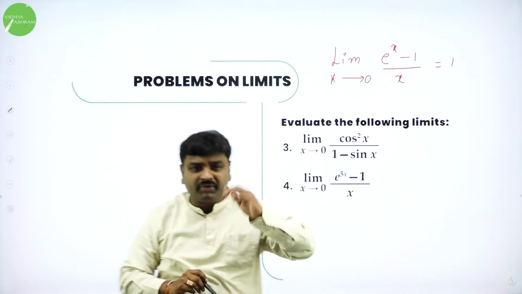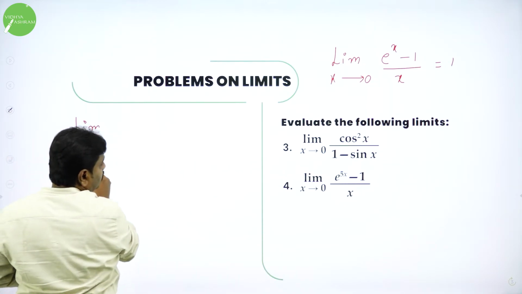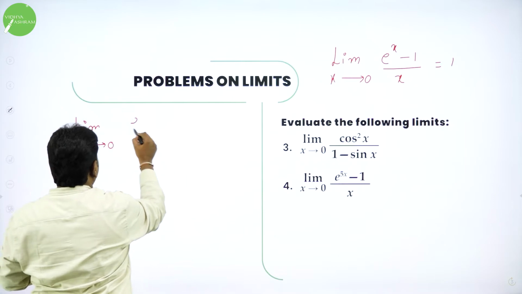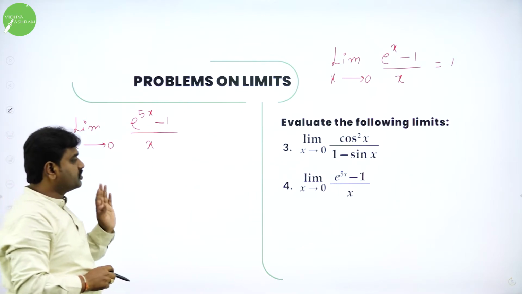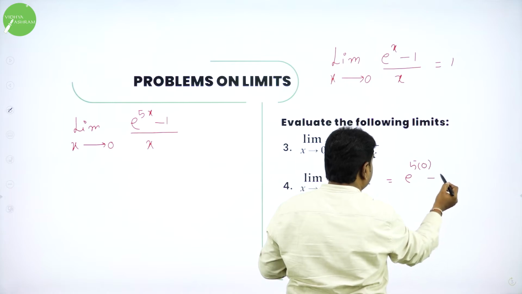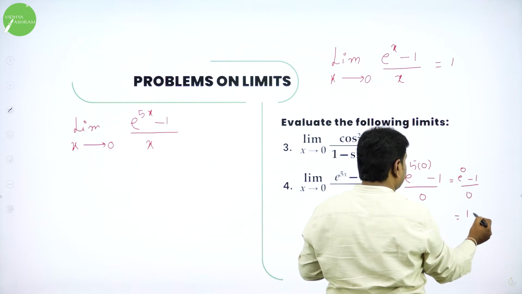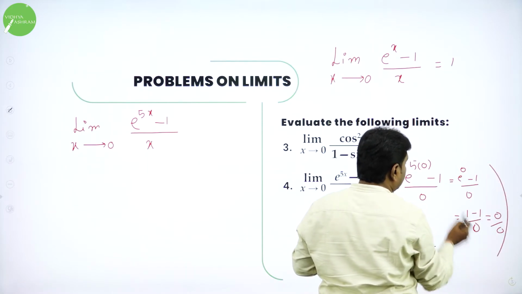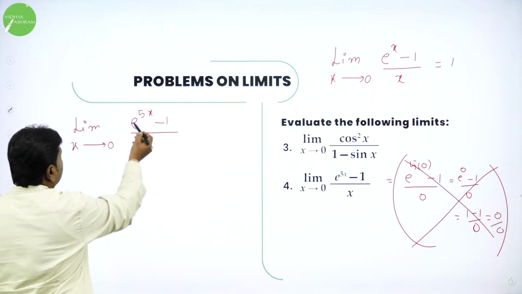Now we'll go to the fourth problem. We'll reduce the problem to standard form. The fourth problem they gave is limit x is tending to 0, and the problem is e power 5x minus 1 divided by x. Suppose in the place of x if you put 0, it will become e power 5 times 0 minus 1 divided by 0. It will become e power 0 minus 1 by 0. Anything power 0 is 1, so 1 minus 1 by 0. It will become 0 by 0. Whenever you apply a limit, you should not get 0 by 0. It's a mathematical indeterminate form, so we have to reduce it. What is the power of e?